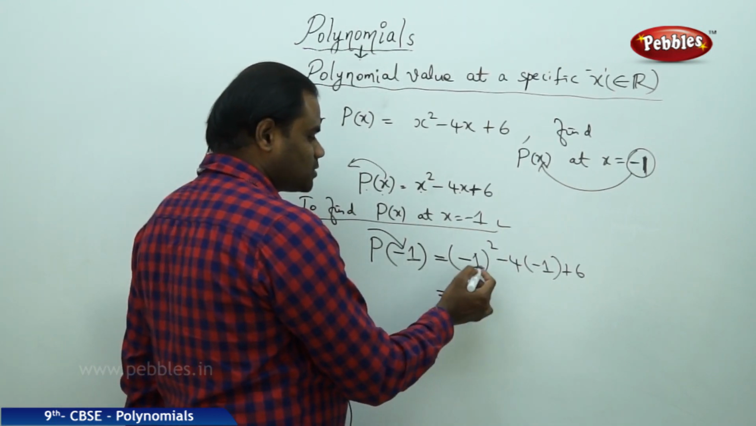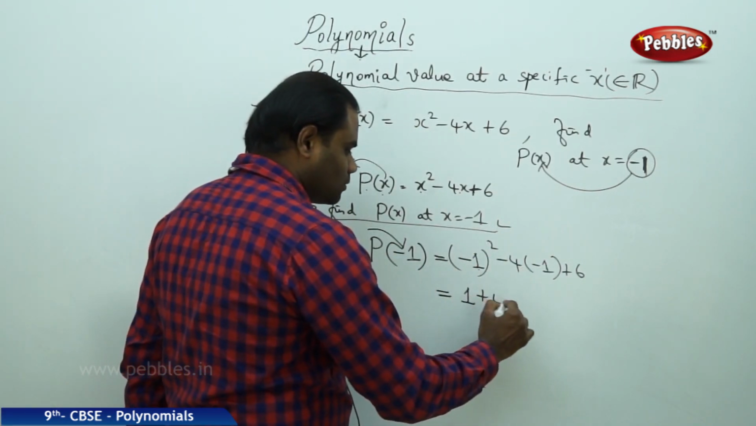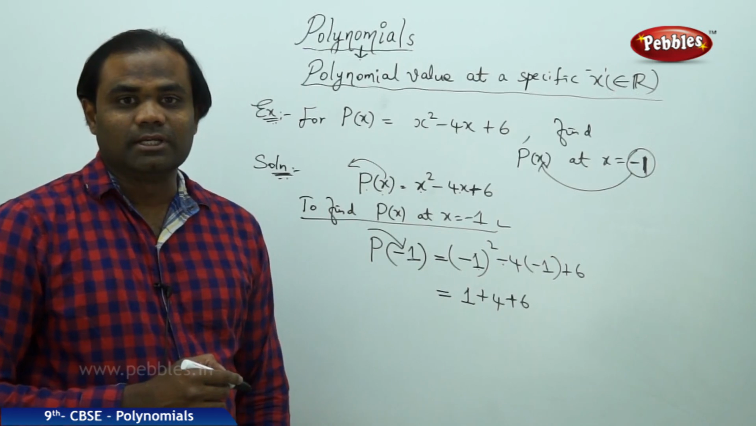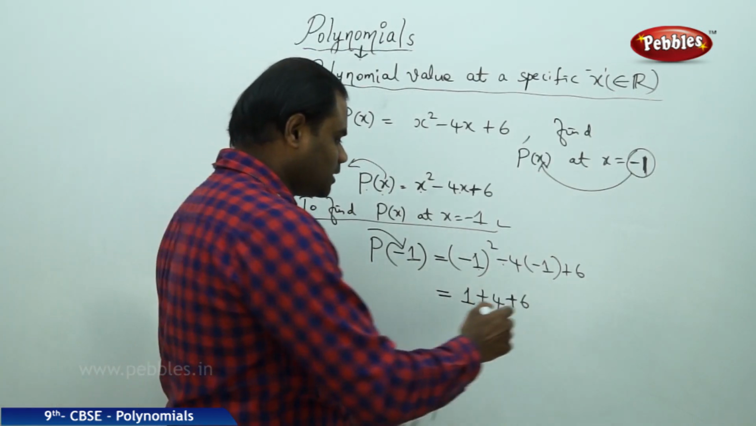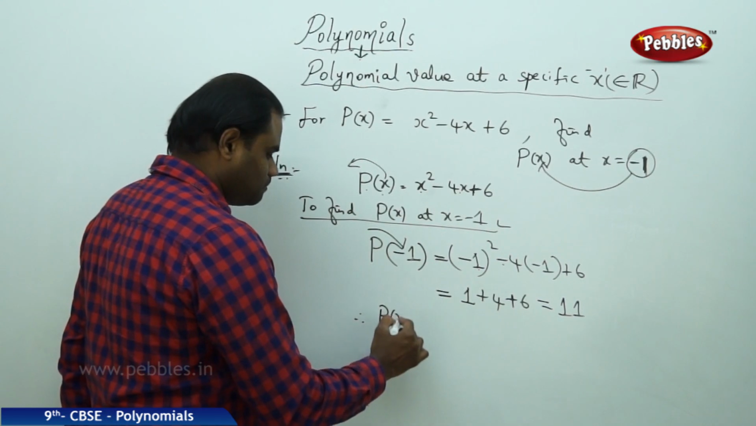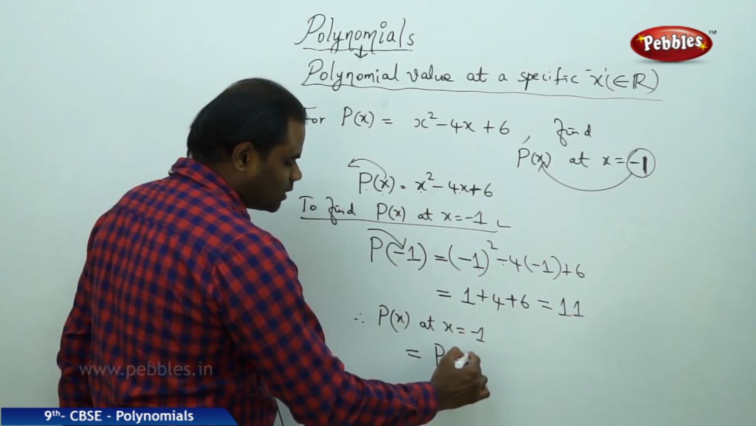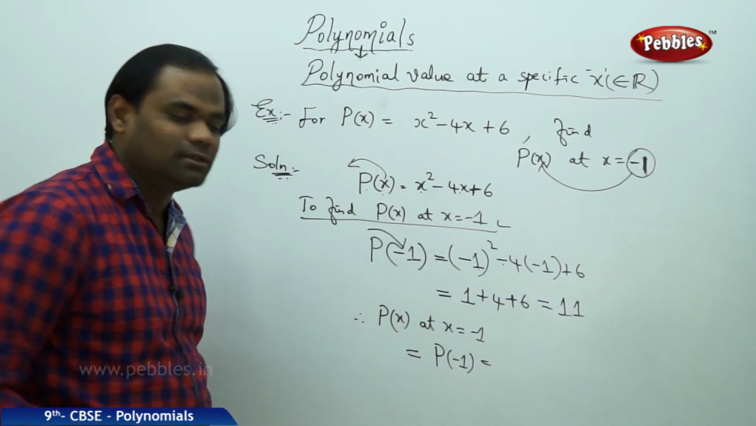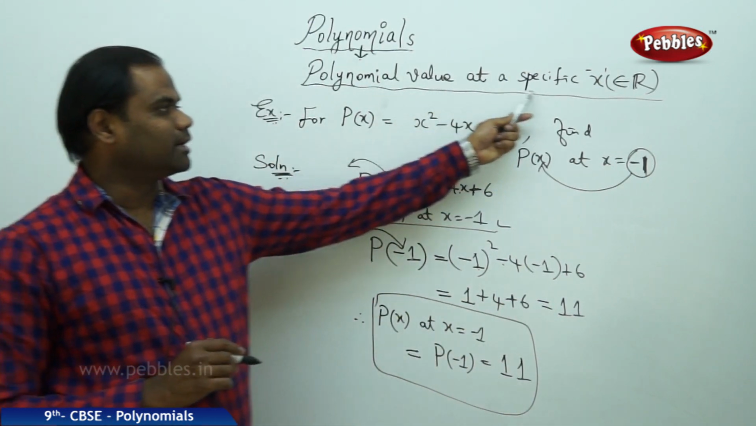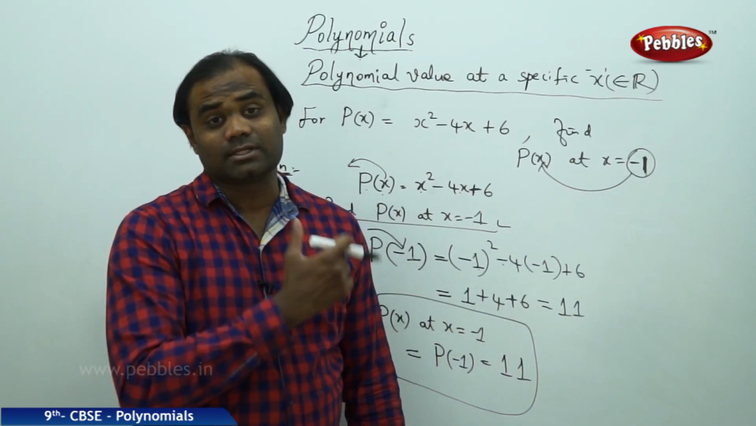When I simplify this further, I get minus 1 whole square, which is 1, minus 4 times minus 1, which is plus 4, because minus into minus is plus, and then comes plus 6. This, on further simplification, gives 6 plus 4, which is 10, 10 plus 1, which is 11. Therefore, P of x at x equal to minus 1 is understood as P of minus 1, which simplifies to the value 11. This is how I understand the polynomial value at a specific x belonging to R, in this case the specific x being minus 1 through this example problem.